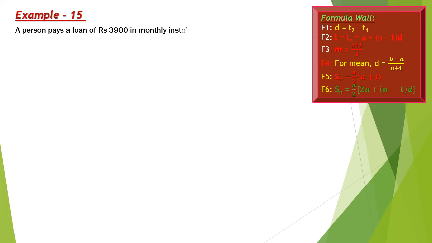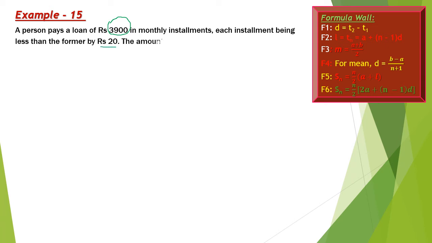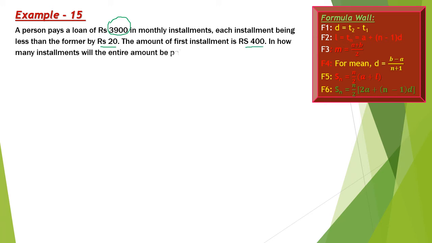A person pays a loan. It is an interest-free loan. A person pays a loan of 3,900 in monthly installments, each installment being less than the former by 20 rupees. If he pays some amount, say 100 rupees, as the first installment, then in the next installment he will pay 80 rupees. Here the amount of the first installment is 400. That means in the next installment he will pay 380 rupees. In the next installment he will pay 360 rupees.